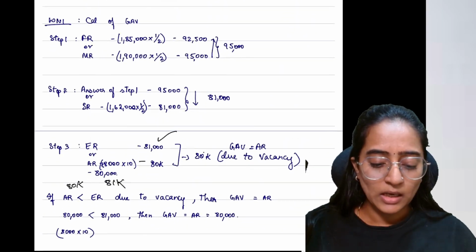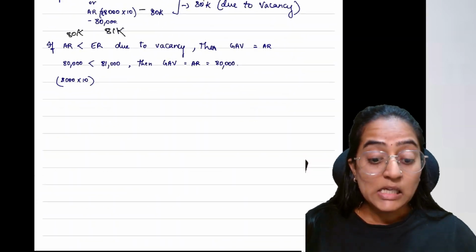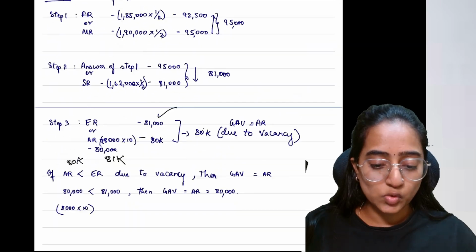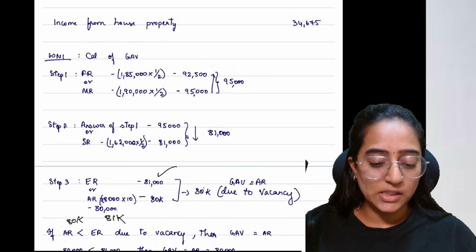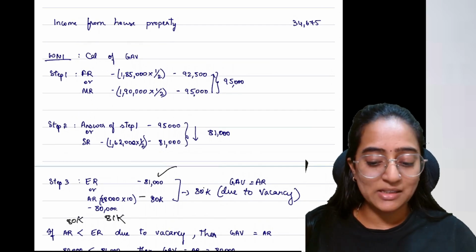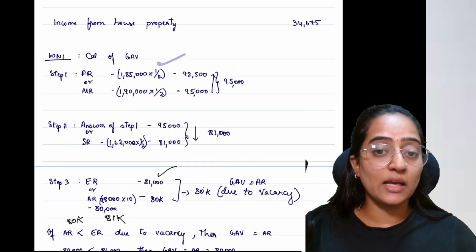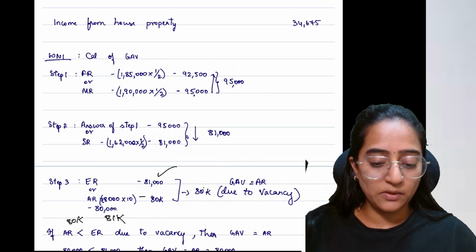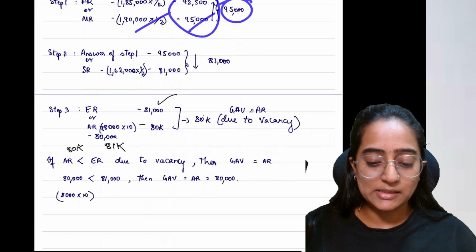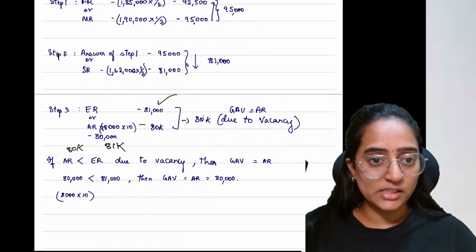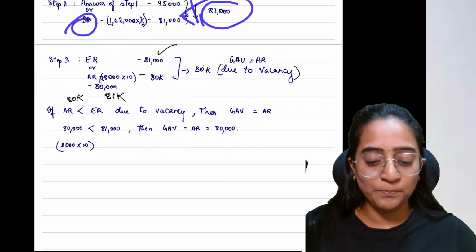Very well. First of all, what you need to do is that they have given you certain information. You need to find the GAV first. Income from house property, you have to find the GAV. How do you find the GAV? Fair rent or the municipal rent, whichever is higher. So in this case, in the question, 1,85,000 is given. You will take 1 by 2 of it, because it is an identical unit given in the question. So out of this, whichever is higher, 95,000, you will take it as the second answer. You will take it in the second step. Or the standard rent, whichever is lower, you will take whichever is lower, 81,000.